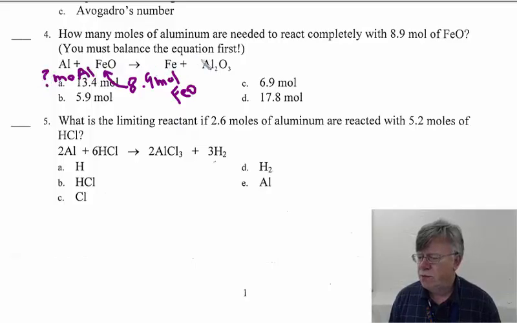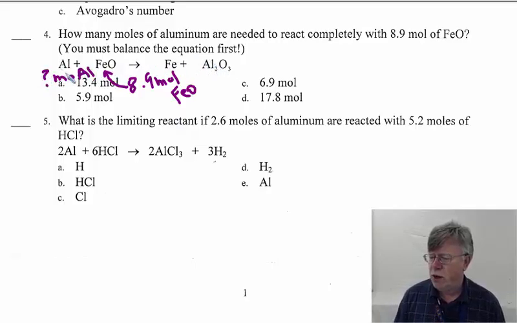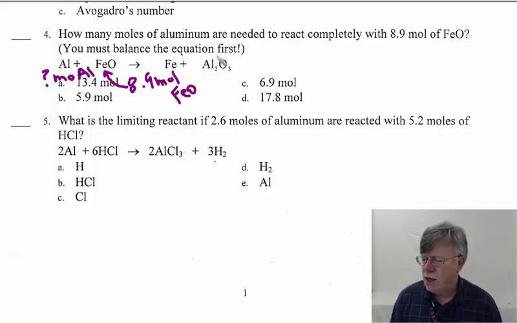Part of the problem here is this is not a balanced equation, so let's go ahead and balance that. I have 2 aluminums here. I'm going to need to put a 2 in front here to balance aluminums. I've got 3 oxygens, so I'll put a 3 here to balance the oxygens, and of course I need a 3 here. And that's just going to be a 1. So this is the mole ratio we're talking about, starting out with 8.9 moles of FeO.